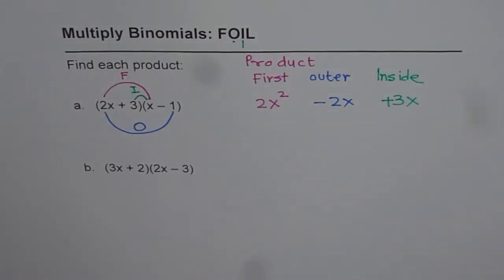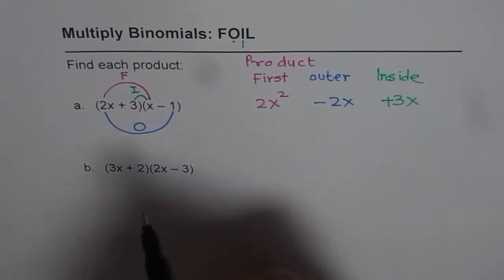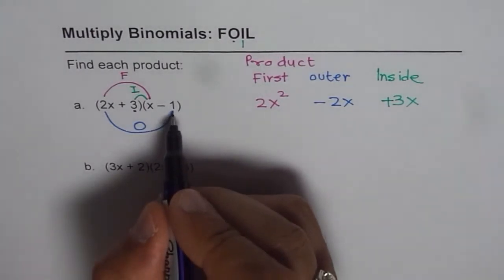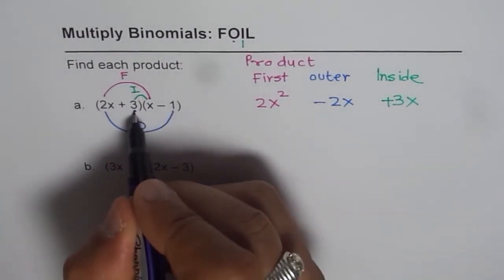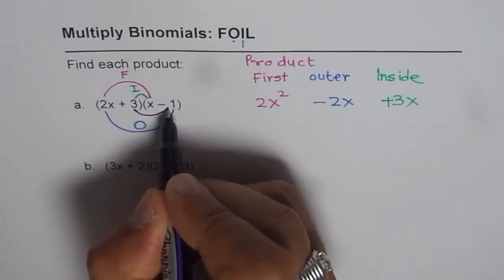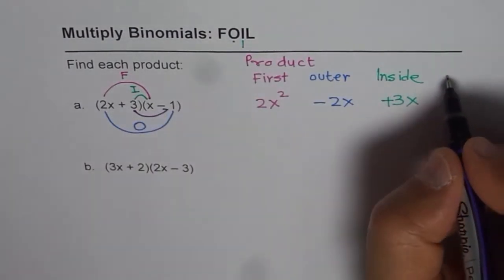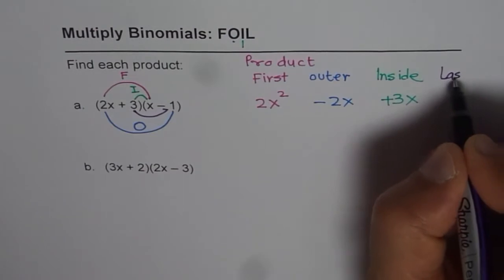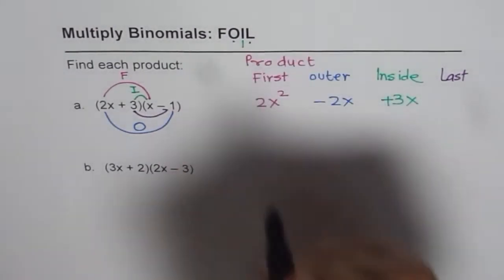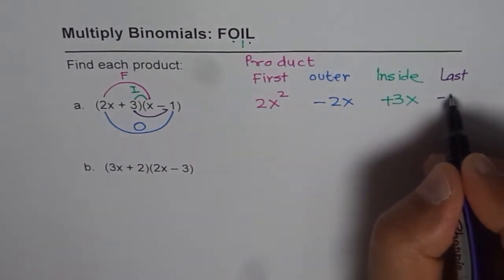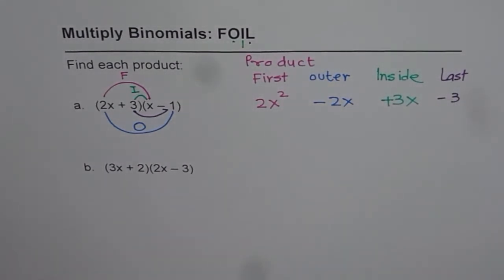Now L is the last terms. The last terms for us are 3 in the first binomial and 1 in the second binomial, in fact minus 1, right? So that is the last one. So 3 times minus 1 gives us minus 3. So that is the result.